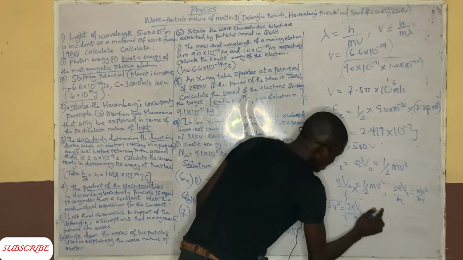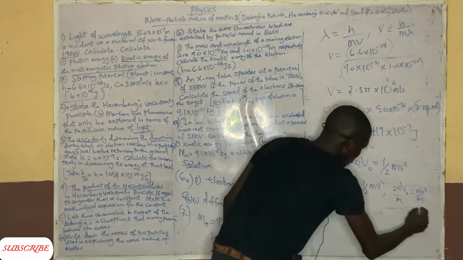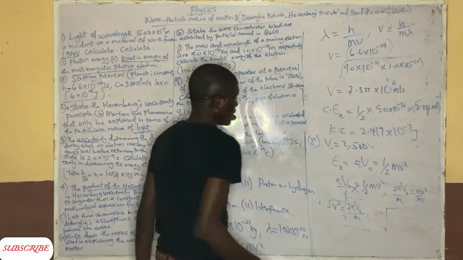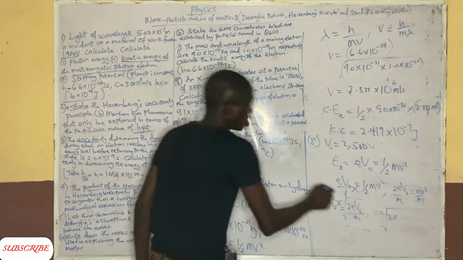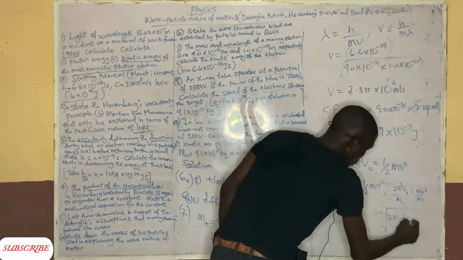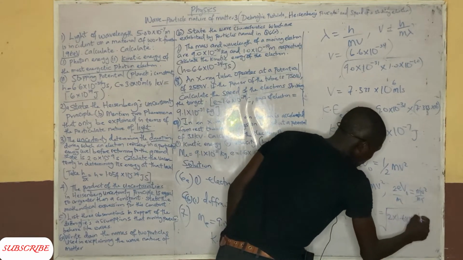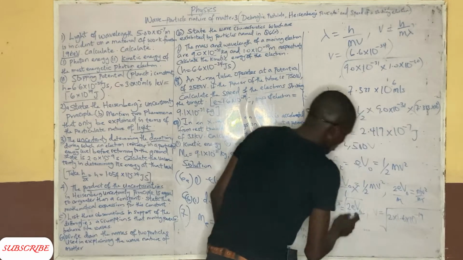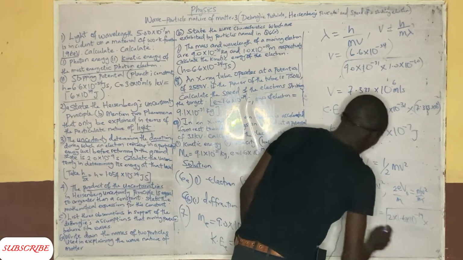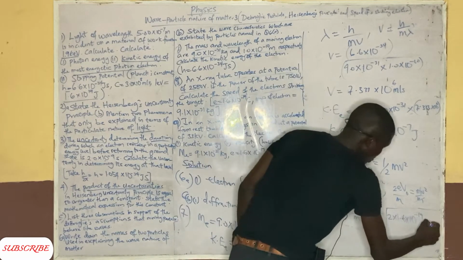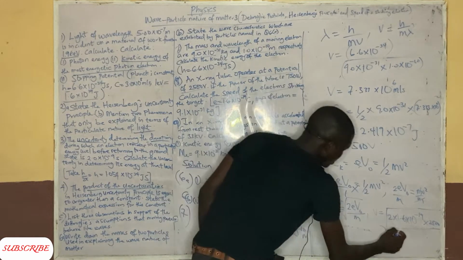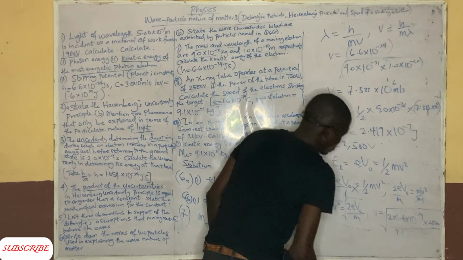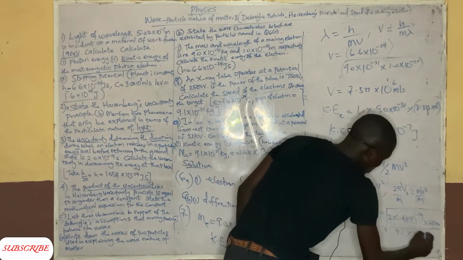So V, which is the velocity or speed, is given as the square root of 2 times e times V₀ over m: 2 times 1.6 times 10 to the power minus 19, multiplied by the stopping potential, which is 2500, all over m, which is 9.1 times 10 to the power minus 31.